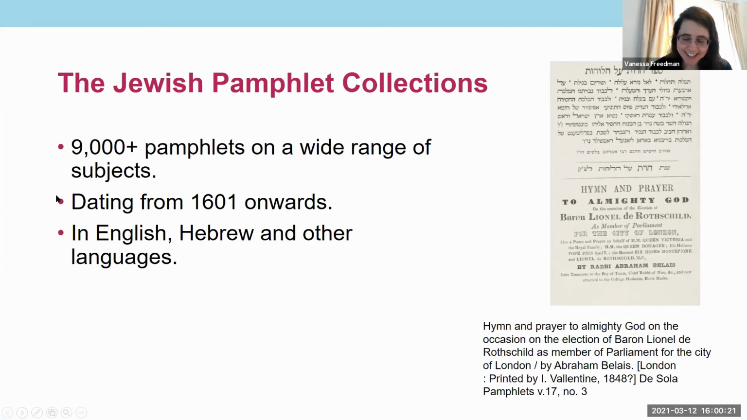The Jewish pamphlet collections cover a wide range of subjects throughout the field of Jewish studies, particularly Anglo-Jewish history, Zionism, and liturgy. Pamphlets date from 1601 to the present, and they're in English, Hebrew, and a variety of other languages, including French, German, and Yiddish. Many of the pamphlets include more than one language, so the example on the slide is in Hebrew and English.